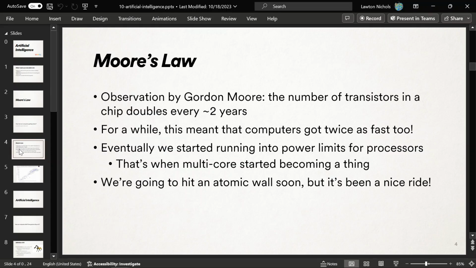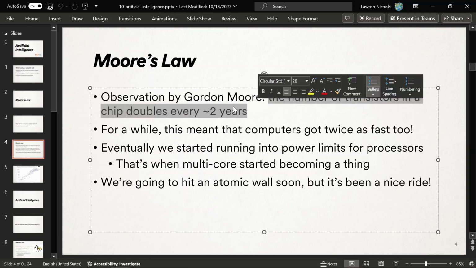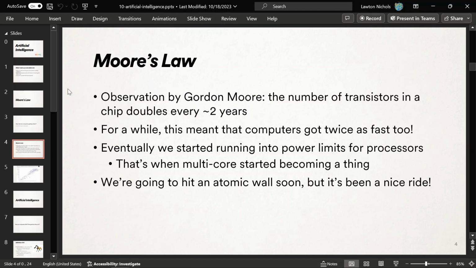And so Moore's Law was just an observation that this dude whose last name was Moore came up with. This was coined by a dude named Gordon Moore. He was the co-founder of Intel, a very, very important company. He noticed that the number of transistors inside of a microchip doubles around every 2 years. So that's kind of nice. So the number of transistors doubles.